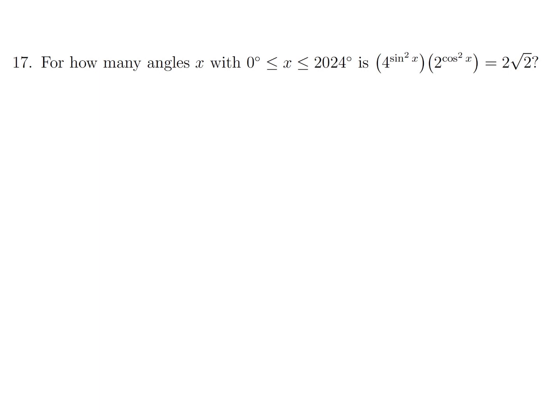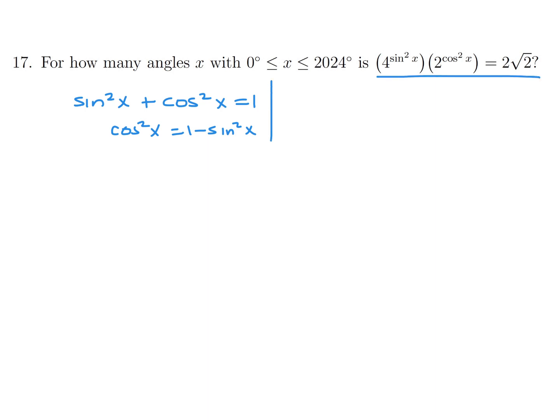For how many angles with x between 0 and 2024 is 4 to the power of sine x squared times 2 to the power of cos x squared equal to 2 root 2? Well, a very famous equation is sine squared x plus cos squared x is equal to 1. And therefore cos squared x is equal to 1 minus sine squared x, right? So let's see what we can do with this equation here.